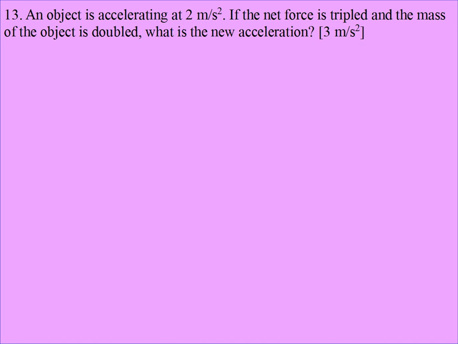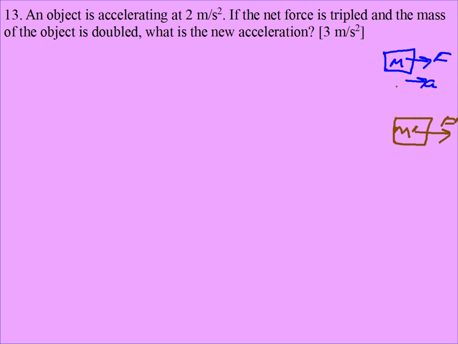Let's first draw my free body diagram. This is M, and it's accelerating at an acceleration of 2, and obviously I've got some force applied. Now, in my second case, let's go to another color, let's go to brown. What we're going to do is the net force is going to be tripled, so this is a new force, and the mass is doubled, so we have a new mass.